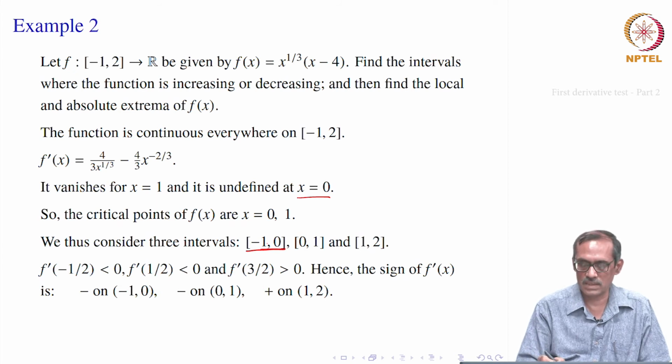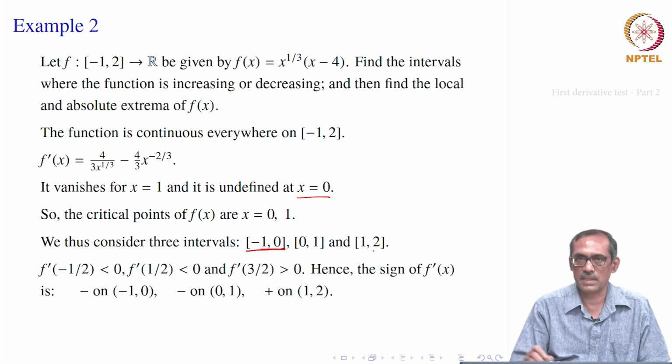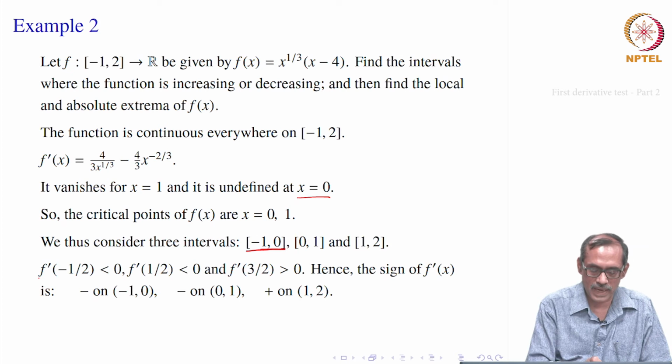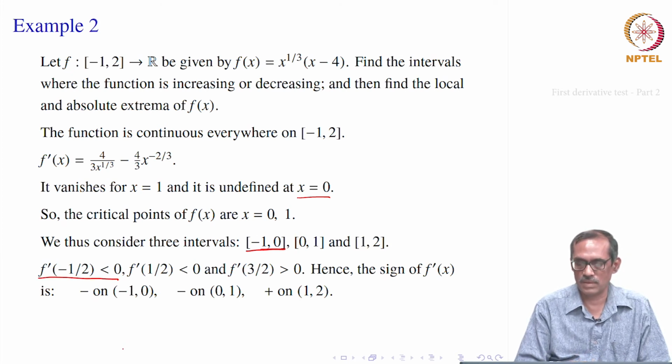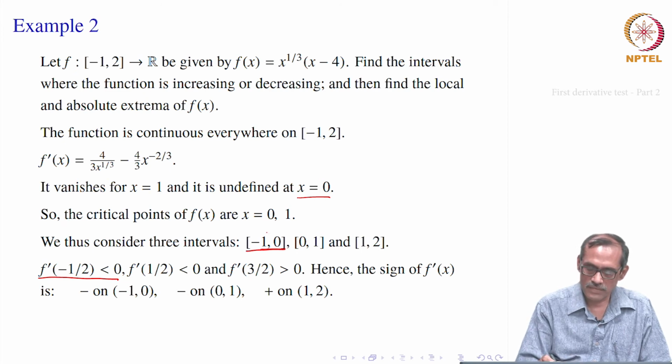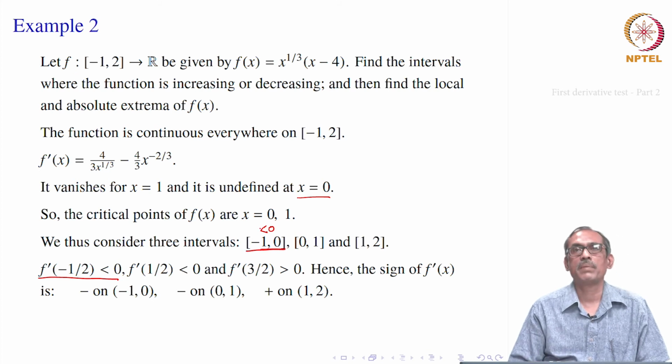If it is increasing, it is increasing throughout the interval. If it is decreasing, it is decreasing throughout the interval. That behavior can change from one of these 3 intervals to another. So, inside minus 1 to 0, if you take f prime of minus half, it is really less than 0. So, that gives us that f prime is negative in this interval minus 1 to 0.